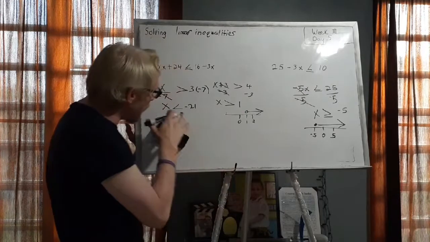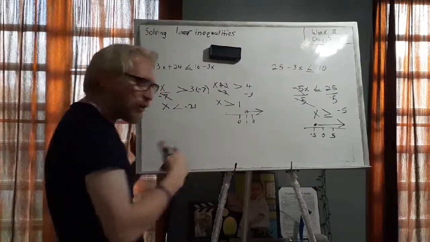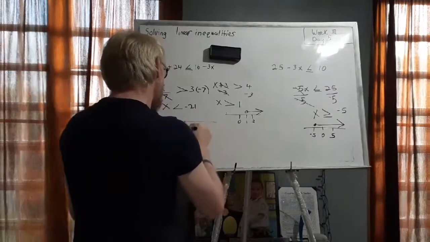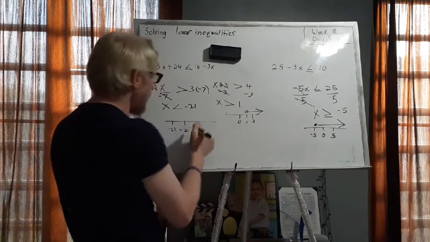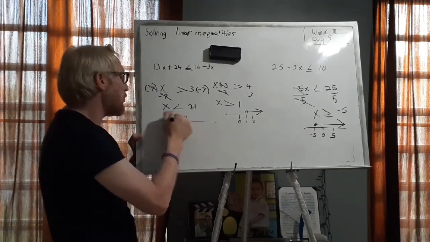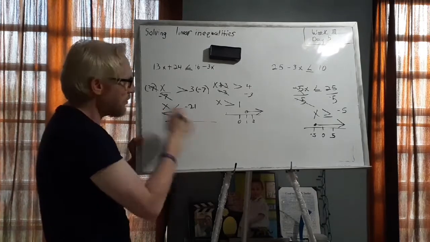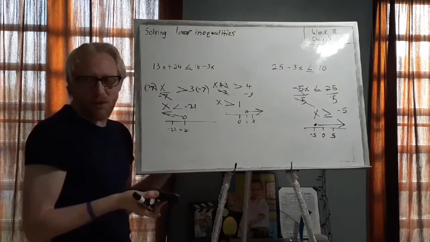So basically, when I have something like this, it's saying that x is going to be any number smaller than negative 21, so you have to draw a number line, negative 21, negative 22. And again, you'd have to draw your arrow, but without a shaded point, and it would look like this. So those are one- and two-step inequalities.